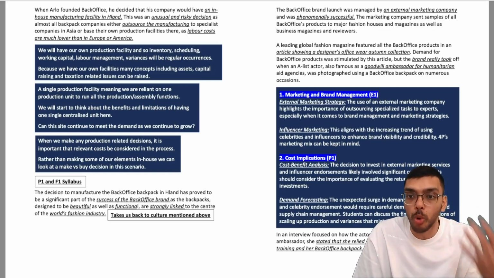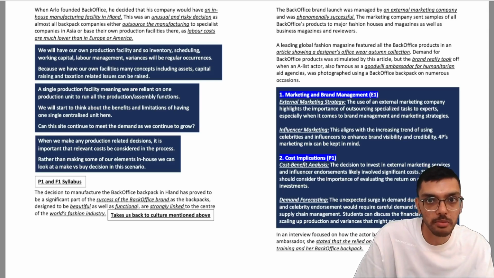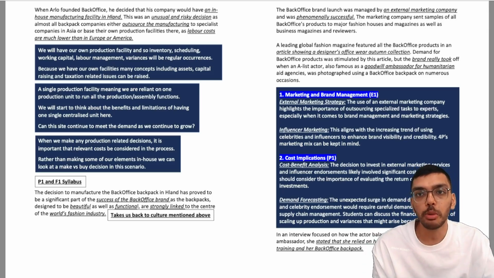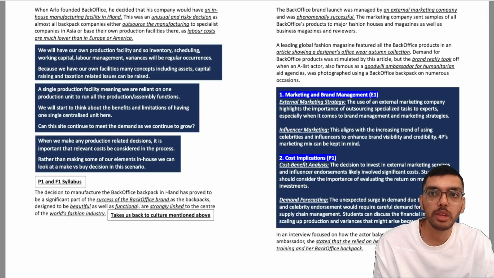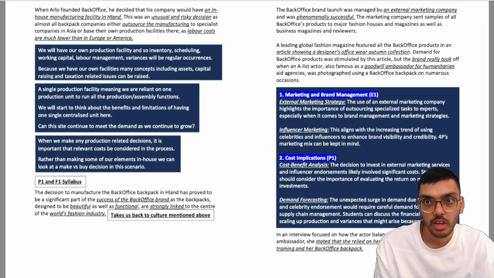The business is open to outsourcing. A leading global fashion magazine featured all the back office products in an article showing a designer's office wear autumn collection. Demand for back office products was stimulated by this article, but the brand really took off when an A-list actor, also famous as a goodwill ambassador for humanitarian aid, was photographed using a back office backpack on numerous occasions.